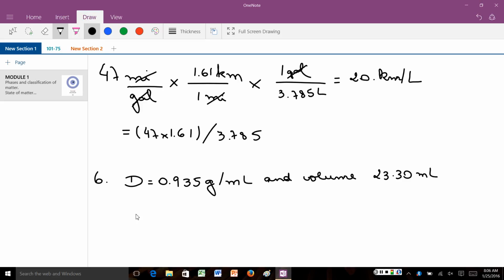So we know that density is what? Mass over volume. Since the density is given here, you can look at the units. Grams is the unit for mass, milliliters is the unit for volume. Then from here we need to calculate mass. So we are going to isolate mass. Mass is going to be density times volume.